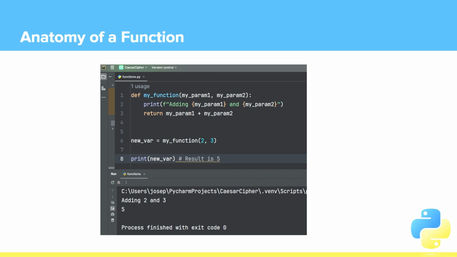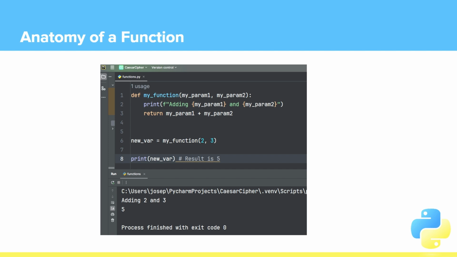Here we have an example function in Python, and we'll look at how this is laid out. We'll look at the anatomy of a function. In other words, how Python knows we want to create this reusable block of code as a function.